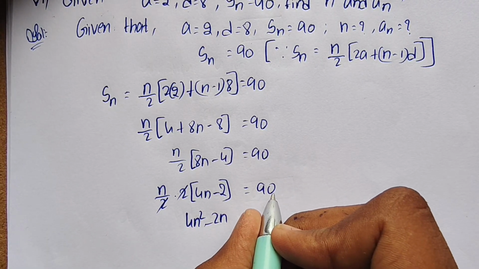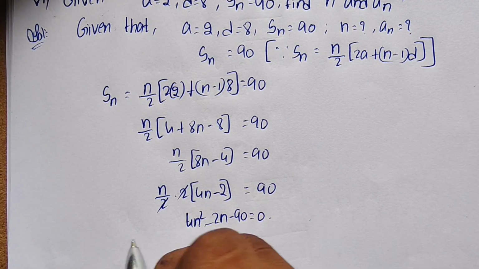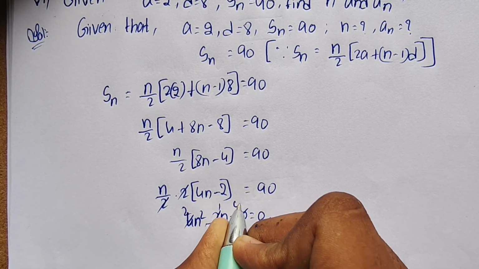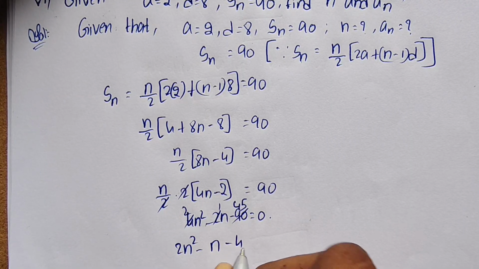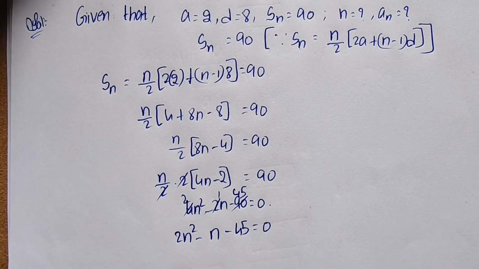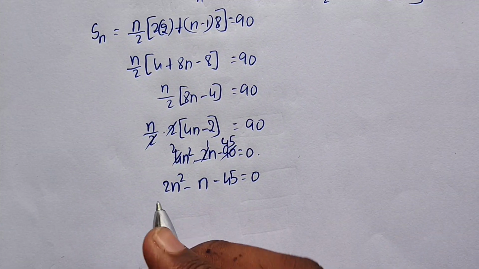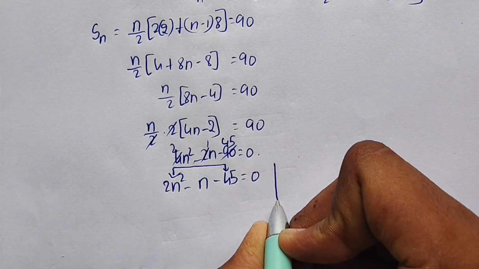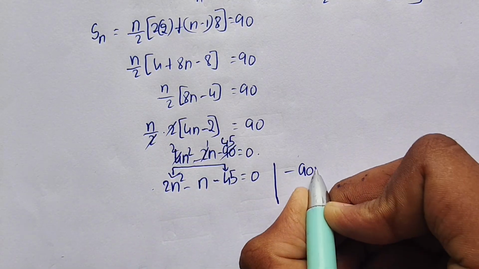If you transpose 90 to the left side, it becomes minus 90 equals 0. Here I am taking common 2: 2 fours are 8, 2 ones are 2, 2 forty-fives are 90. So it means 2n square minus n minus 45 equals 0. We got a quadratic equation. To find the roots of the quadratic equation, first we have to multiply the first and last term: 2 into minus 45 gives minus 90n square.